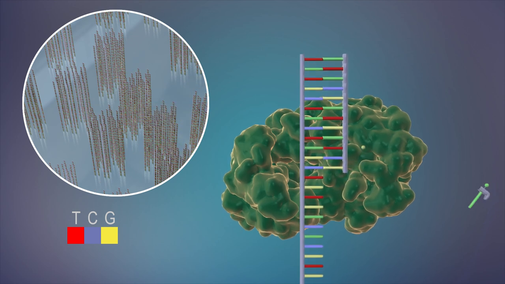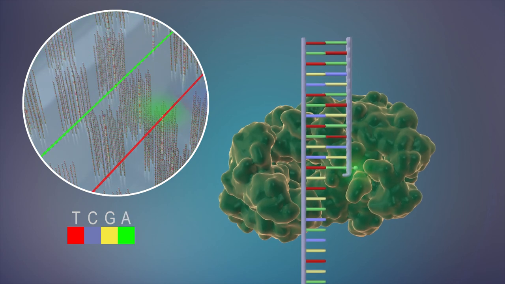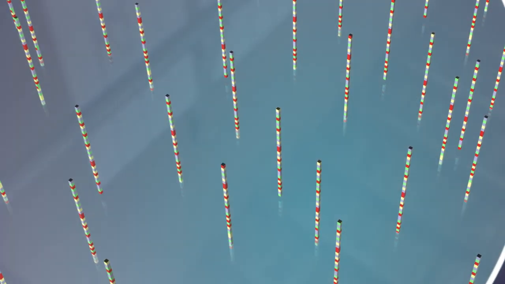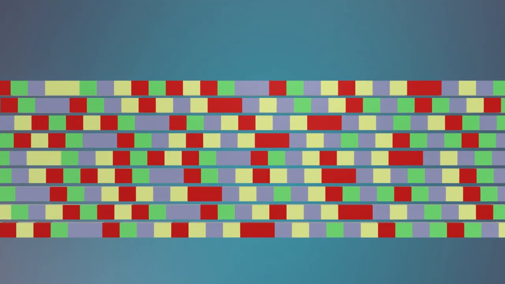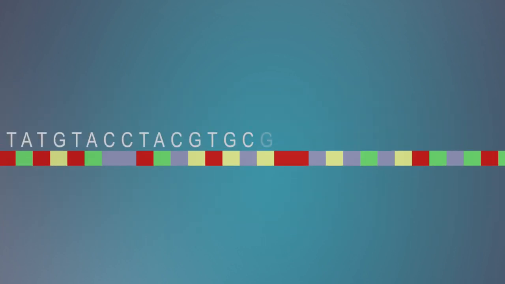This type of sequencing is called massively parallel sequencing because millions of clusters are sequenced and imaged simultaneously. The DNA sequence of each cluster is exported from the sequencing machine for assembly and analysis.